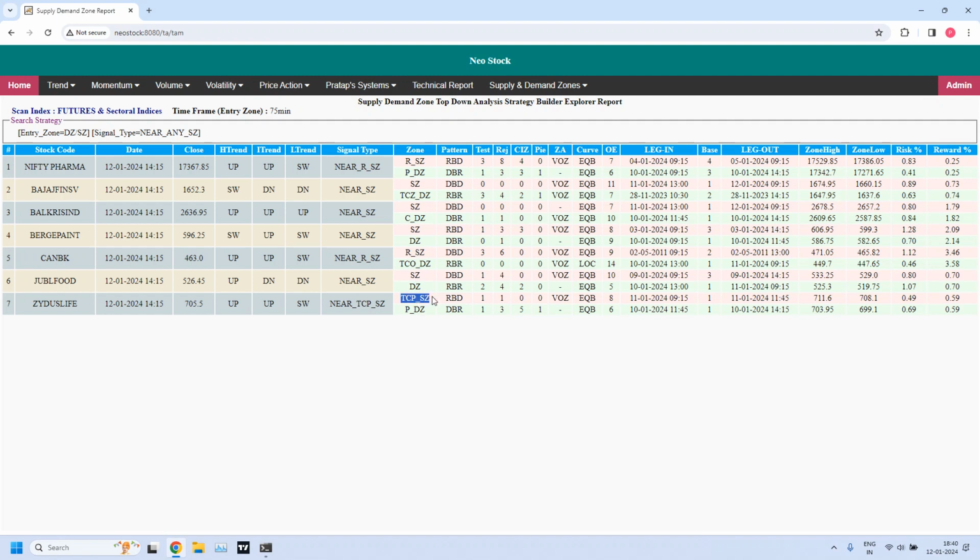And even Zydus Life is there. This is already tested once earlier. This is also high liquidity. So total we have identified 2 high liquidity supply zones, Canara Bank and Zydus Life. High liquidity 75 minute supply zones.